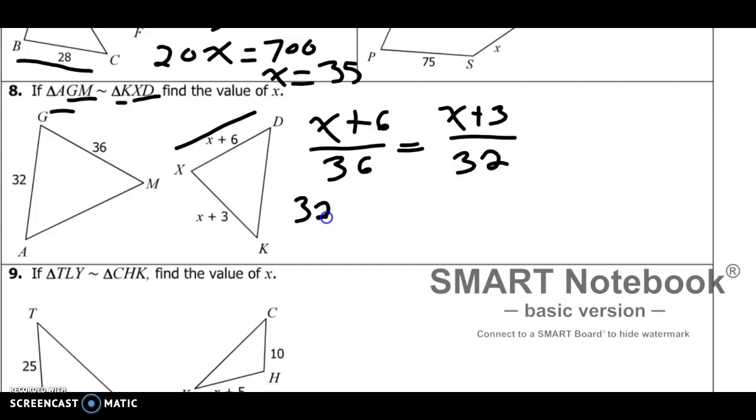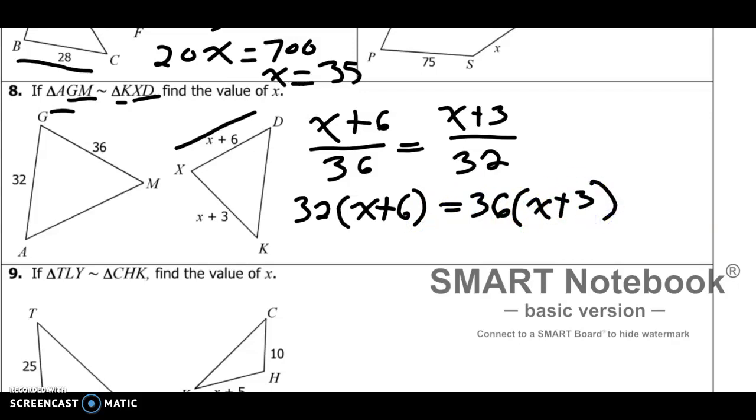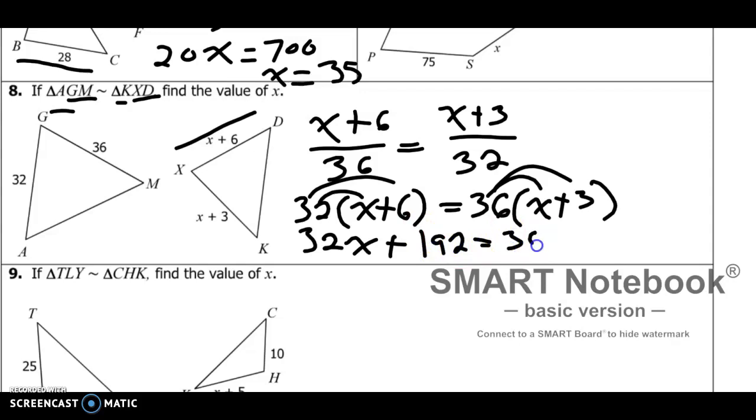So I have 32 times x plus 6 equals 36 times x plus 3. I'm not going to work this out because I'm writing too big and don't have much space. But remember, we have to distribute our 32 and distribute our 36. So we'll have 32x plus 192 equals 36x plus 108. And then we solve it from there.